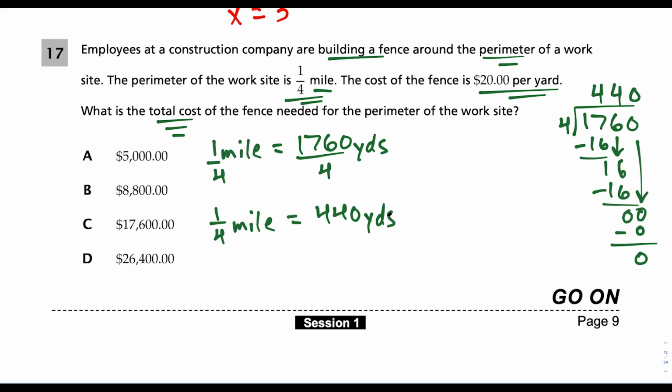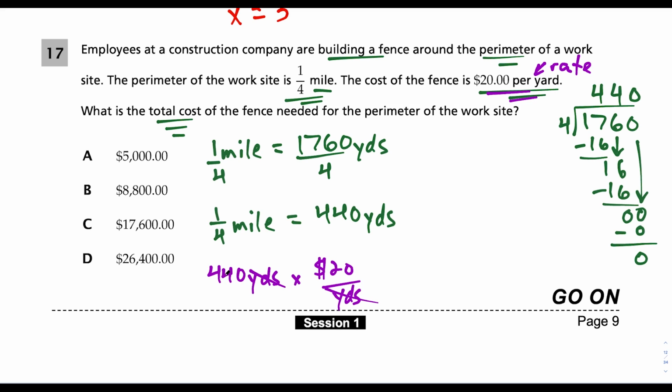Now, we have to think about what to do with this information. So now let's consider the rate here. This rate is the cost of fence. It's $20 per yard. So if we have 440 yards of fence to cover, it's going to cost us $20 per yard. And if you think here, the units would cancel out. Yards on top would cancel out the yards on bottom.